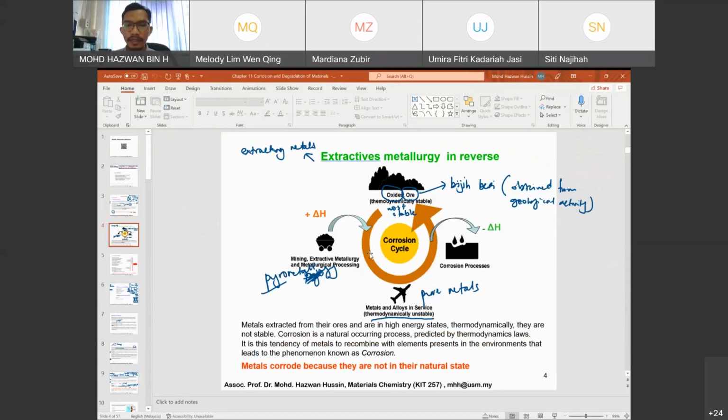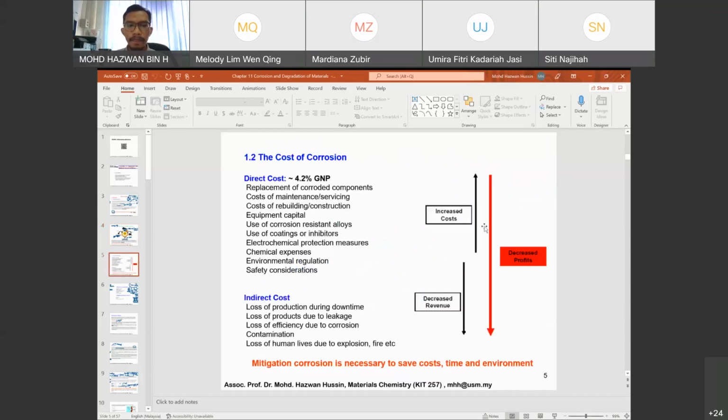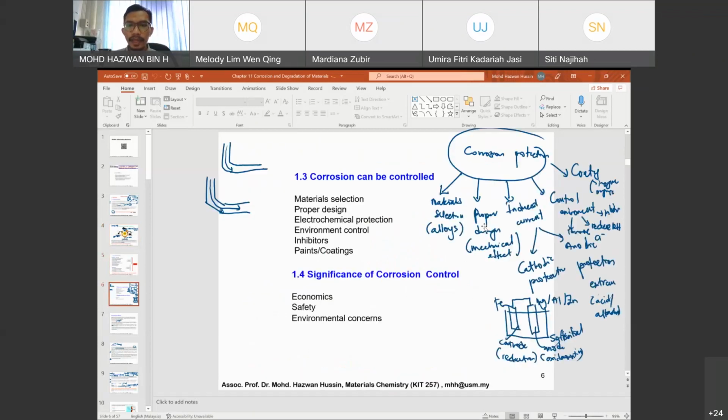Therefore, there is a driving force making the metal easily react with the environment to produce a more stable product like rust, metal oxide, and others. I have told you that corrosion can be controlled via, I think, 5 major techniques. We are going to look into this in detail in the next few subchapters.